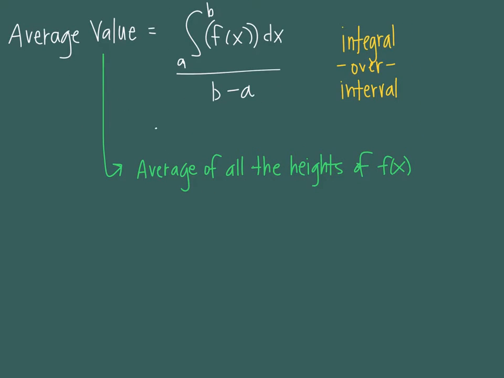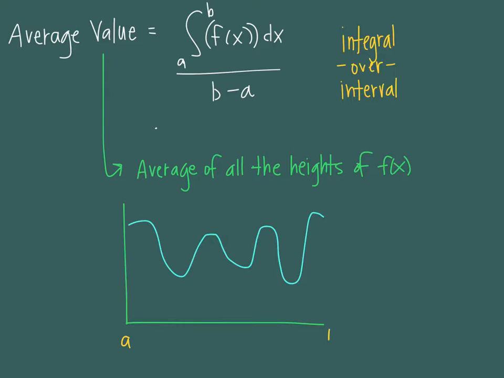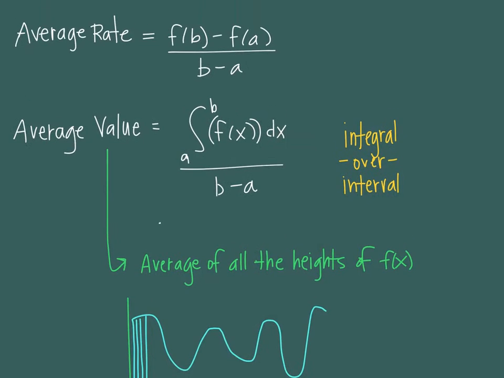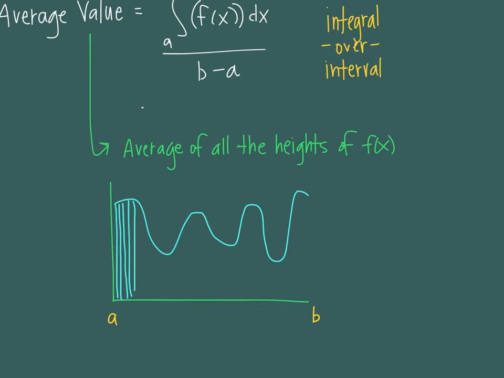So if you're thinking visually, if you had some random function going from a to b, and you found every single individual microscopically thin height, and you added them all up and then averaged them all together, that's what you would get. But this is what I like to think of it as.